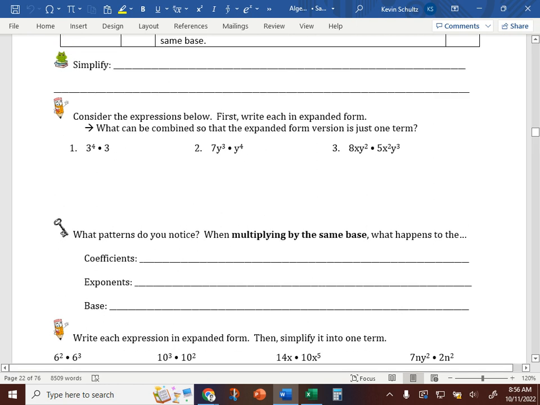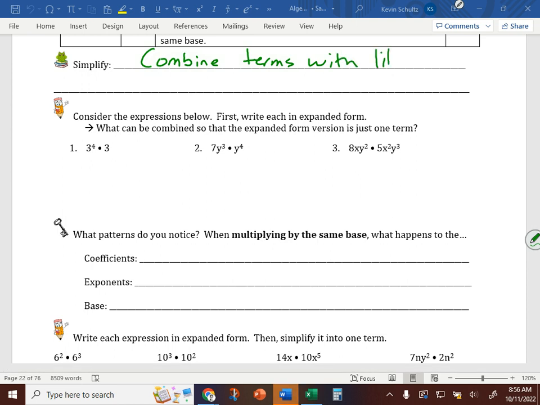And when we talk about simplifying in terms of exponents, to simplify means to combine terms with like bases. Thus, why it's important to know what a base is versus a coefficient or an exponent. And we're going to start by looking at this through the lens of expanded form.